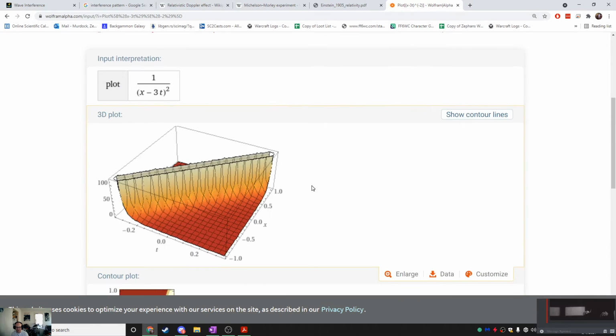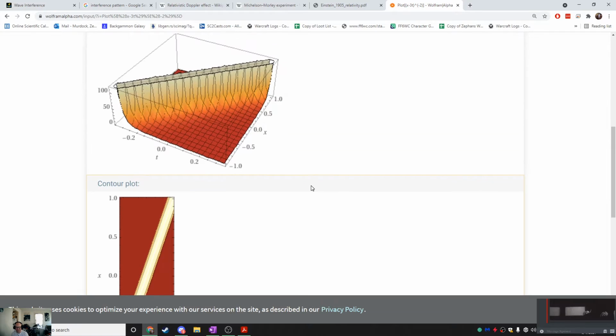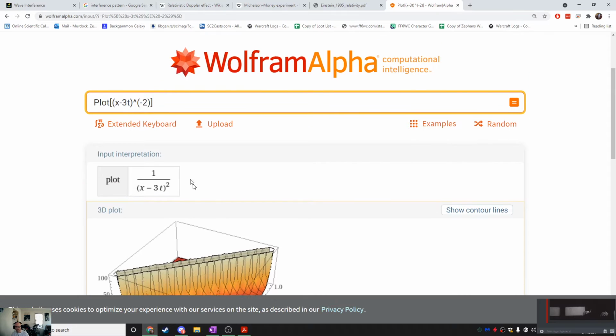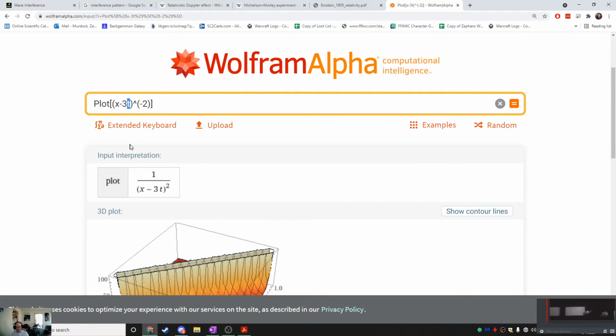These things, they don't like multivariable functions. So it's going to produce a plot where x is going to be one axis and t is going to be one axis and the function is going to be the other axis. And you get a three-dimensional plot. This isn't really what we want. What we want is to look at the wave as it moves through time.